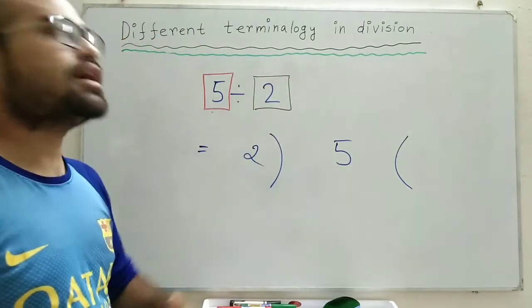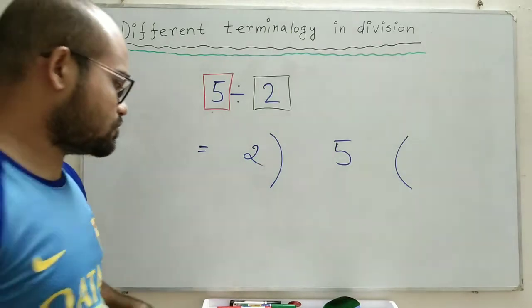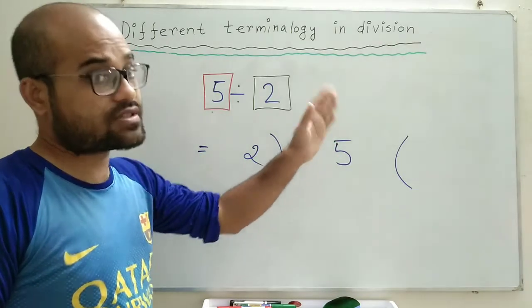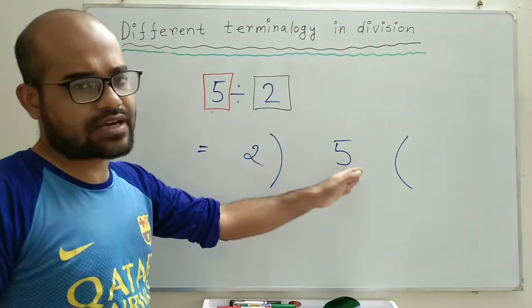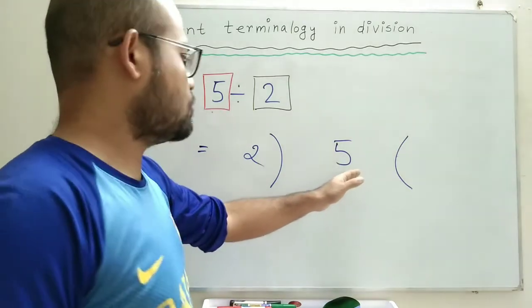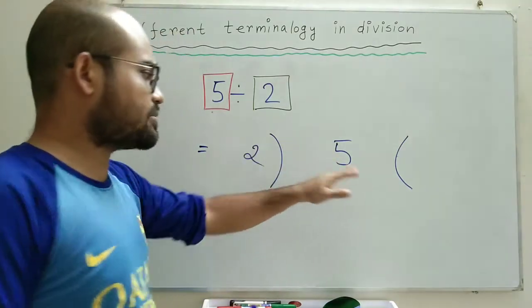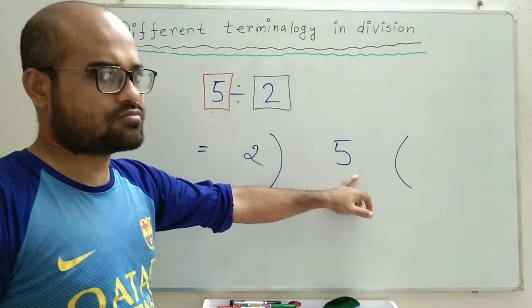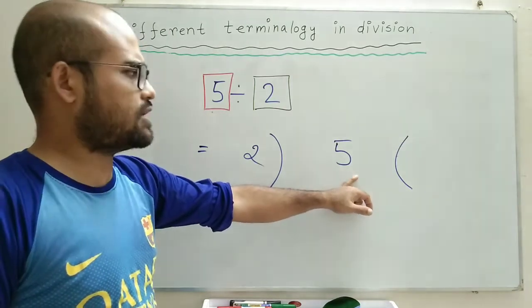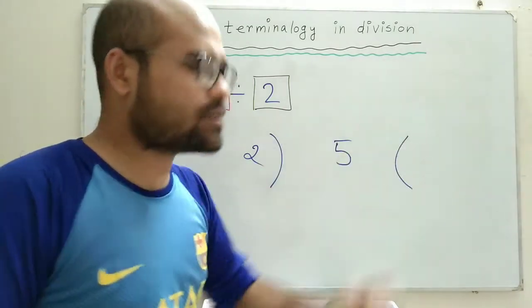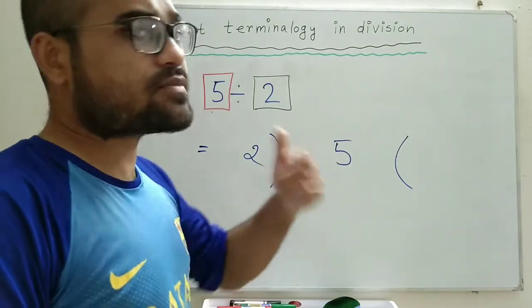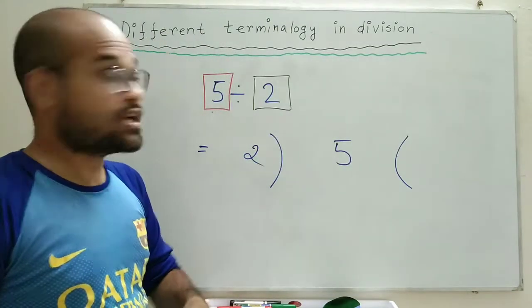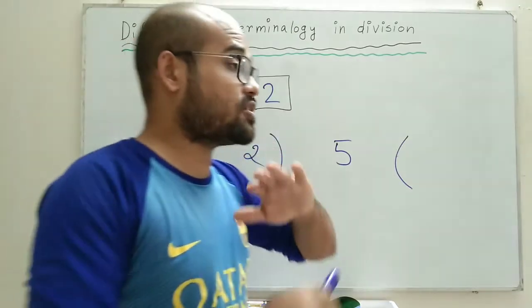So let's read our table of 2. 2 times 1 gives us 2. Are we close to 5 enough? No, let's try a few more steps. 2 times 2 equals 4. Yeah, 4 seems fairly close to 5. Let's try one more step. 2 times 3 gives us how much? 6. No, this is not acceptable.